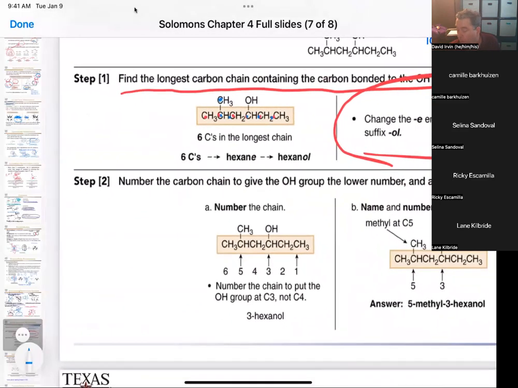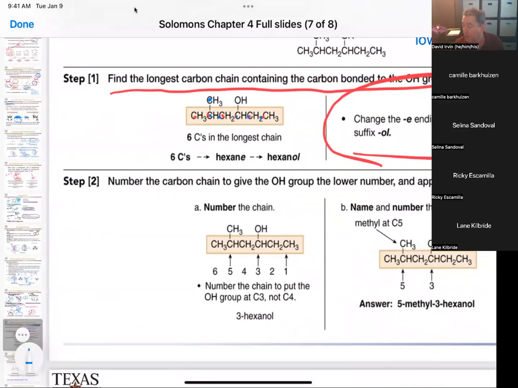Okay, so when we do that hexanol thing, the OL at the end of the name tells us we have a functional group, and that is the highest priority functional group. Alkanes are low priority. Alcohol is our first priority group we have, hexanol. Okay, so now we have to number this.